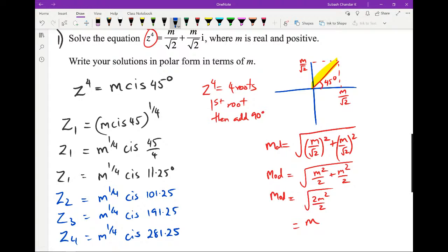Dana, should it be like m squared minus half? No, because we got 2m squared over 2. Then we're going to have the square root of m squared, because 2 over 2 is 1. And we're going to end up with modulus is equal to m.